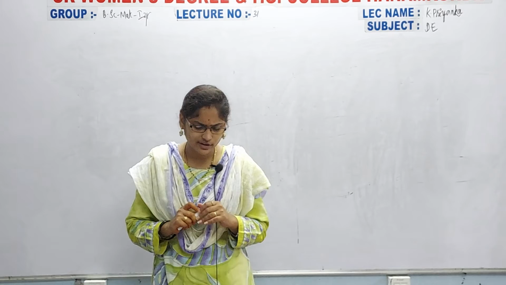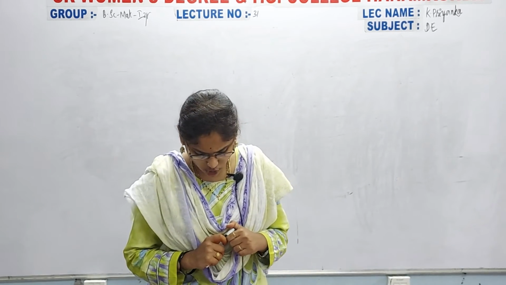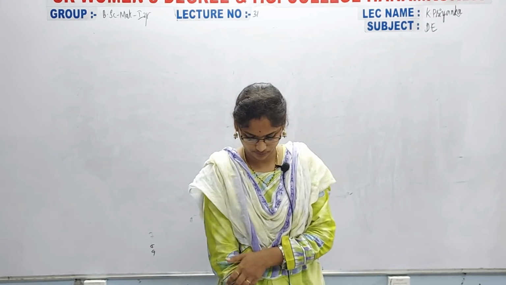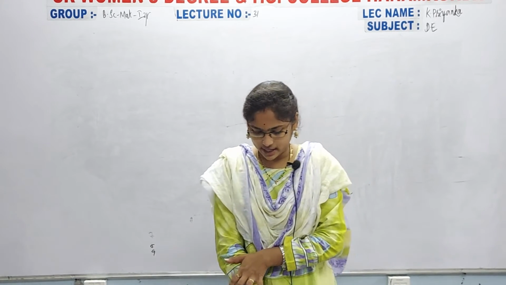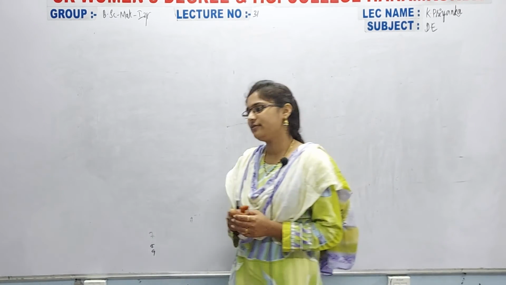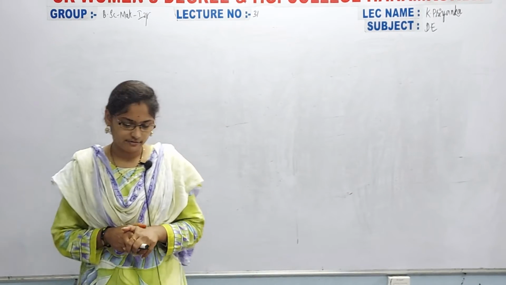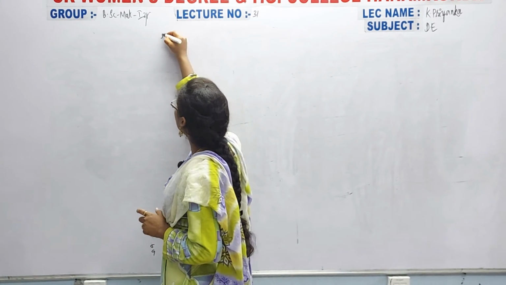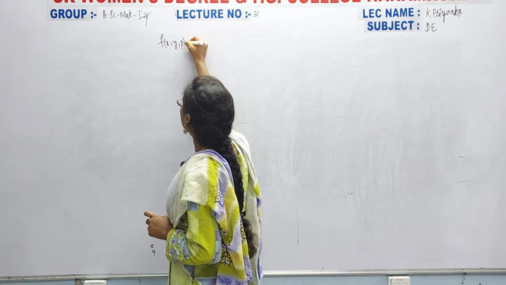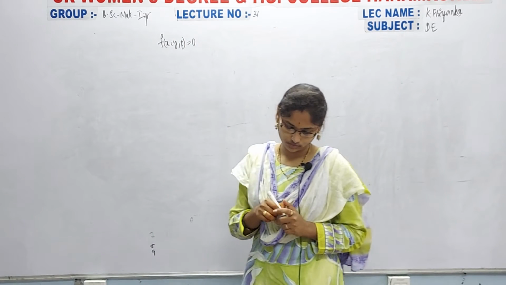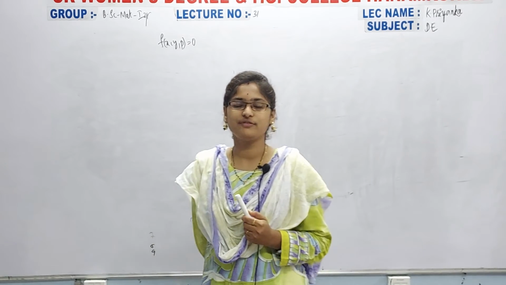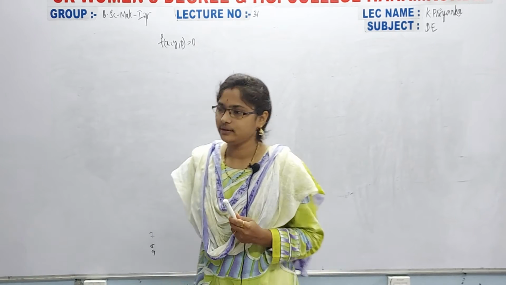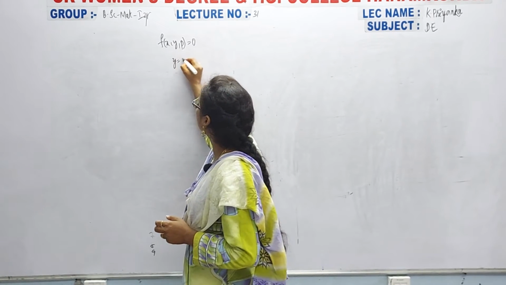Now first of all put a side heading: equations solvable for y, equations solvable for y. Now write down: if the differential equation f of x comma y comma p equal to 0 is solvable for y, then y equal to f of x comma p.